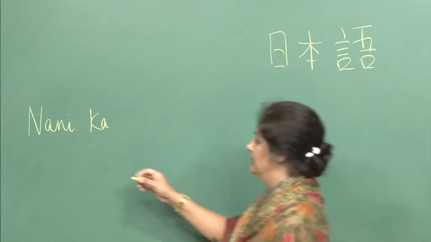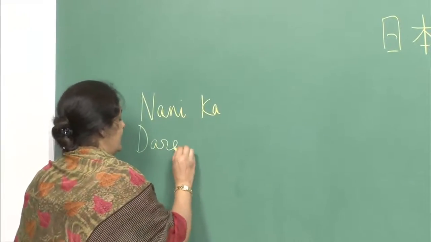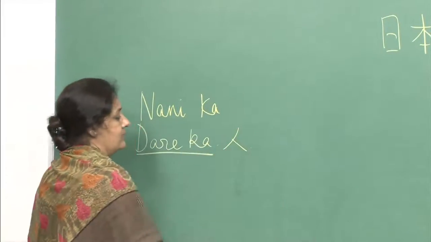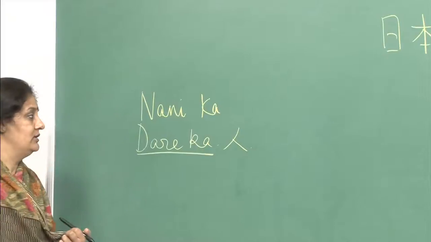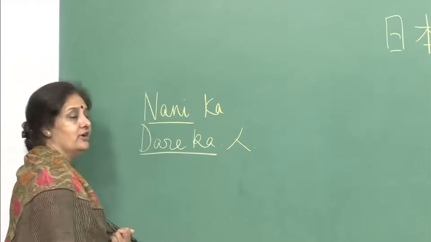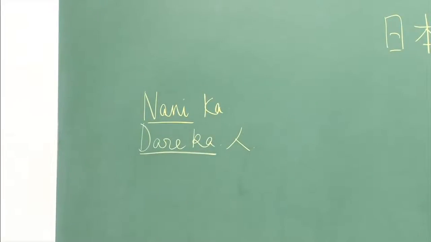So, it can be used in different situations. You must be remembering we did 誰か in our previous lesson somewhere. 誰か. So, 誰 is for people, which is who in English, and 何 is for things. So, remember that. Well, we did in our previous slide, 誰かいますか?